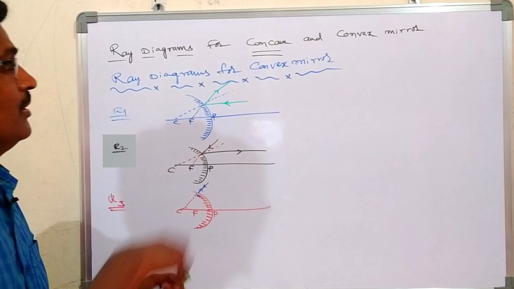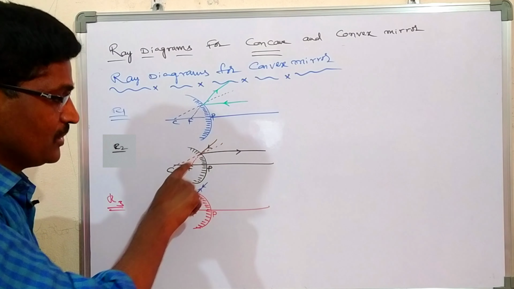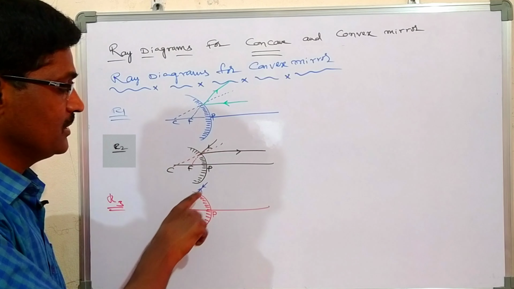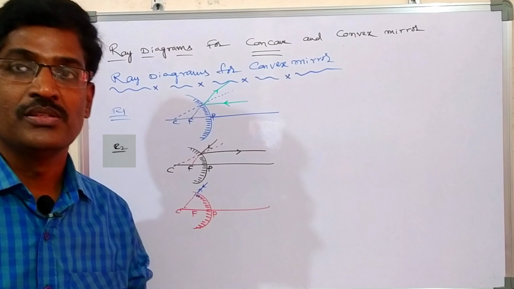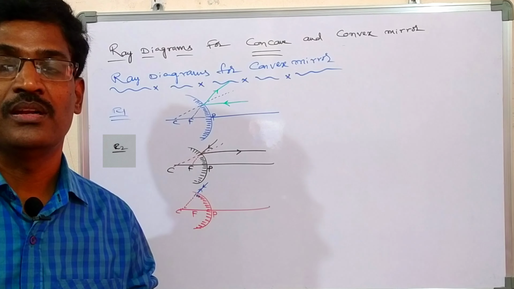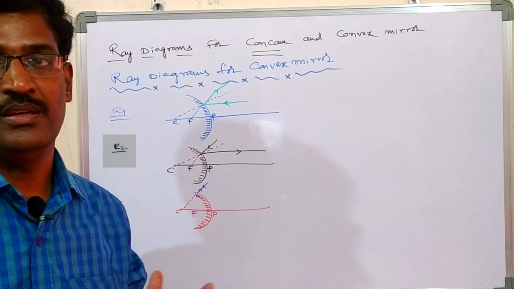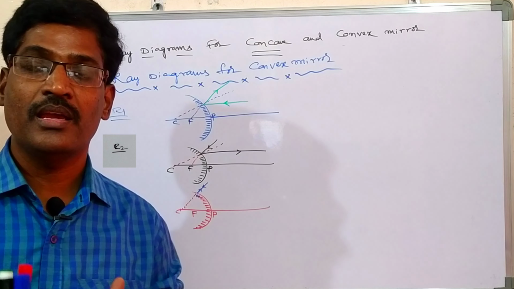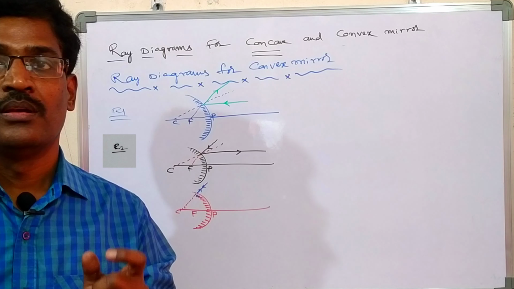R1: parallel to principal axis and passing through focus. R2: passing through focus, parallel to principal axis. R3: passing through center of curvature and moving in the same path. These are the ray diagrams for the convex mirror. Using concave and convex ray diagrams, we can find the image.